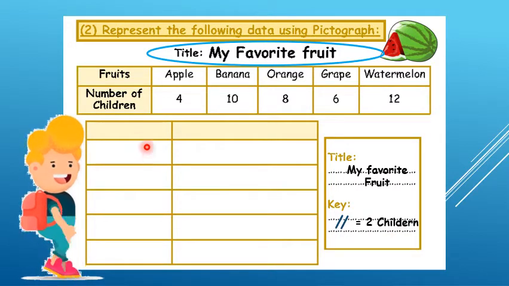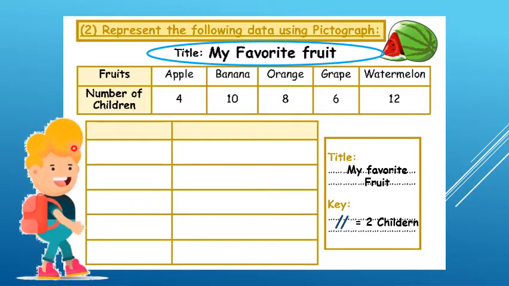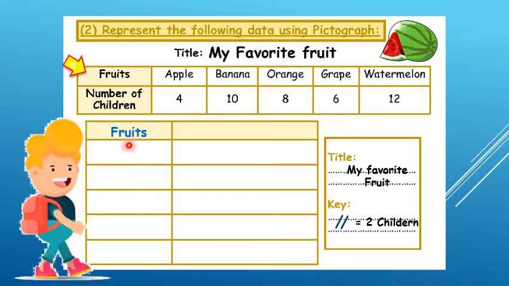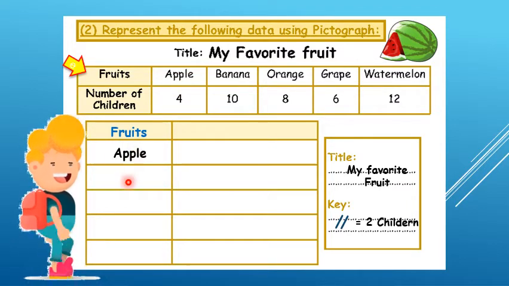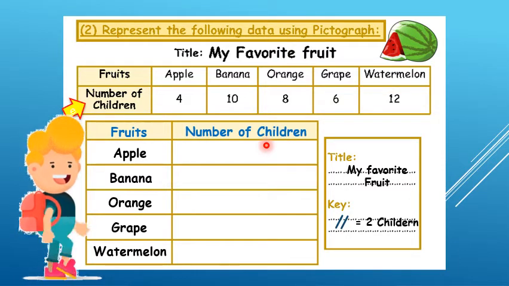Okay, then go to our table and write down the data on it using a pictograph. First column will be called fruit, and write down the name of each fruit here. It will be apple, banana, orange, grape, and watermelon. Next column will be number of children.